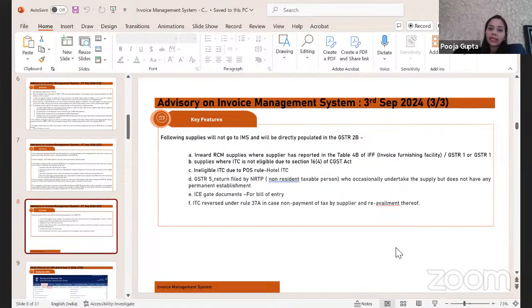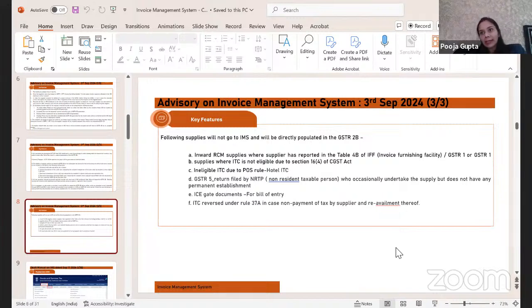Next one is the ISGAT document. ISGAT document is basically the bill of entry that we usually find at the time of importing material from outside India. In the advisory, they were saying ISGAT document will not become part of the IMS dashboard. Agreed. But when we see the practical view of the IMS dashboard, we will be able to see three things there: all other ITC, services from input service distributor, and imports of goods.